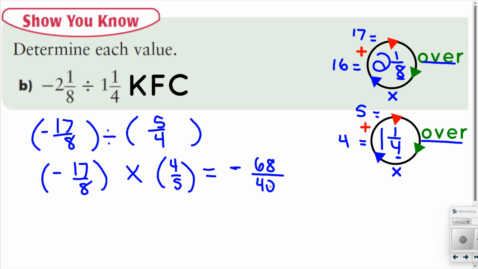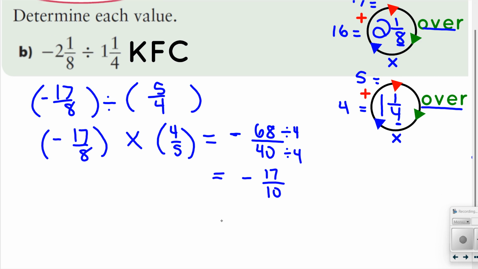So what I want to do now is reduce my fraction. So I can see that 4 goes into both of those. So I'm going to divide it by 4, divide it by 4, and the negative stays the same. 68 divided by 4 is 17 over 40 divided by 4 is 10. Now my answer stays as negative, but I don't want to have an improper fraction as my final answer. I actually want a mixed number.